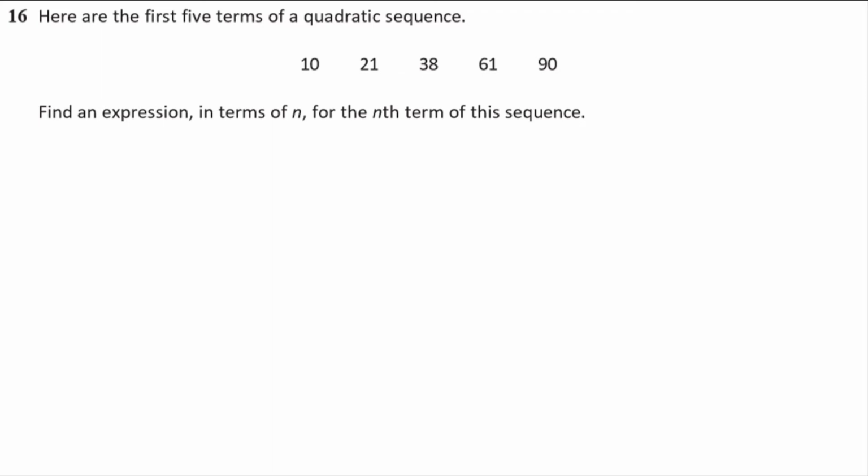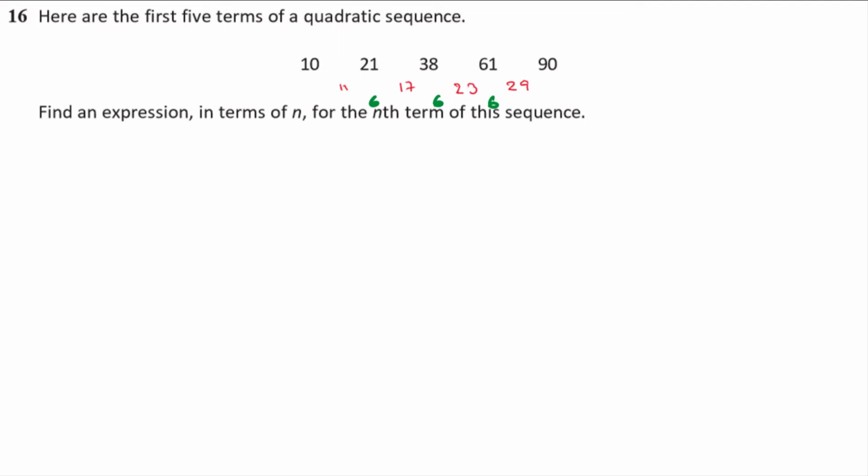So the second differences here, for instance, are going to be 11, 21 take away 38 is 17. 38 taken away from 61, that is 23, and 61 taken away from 90, that is 29. Okay, and that's what we call the first differences. The second differences are the differences of the differences. So you can see that's 6, 6, and 6.